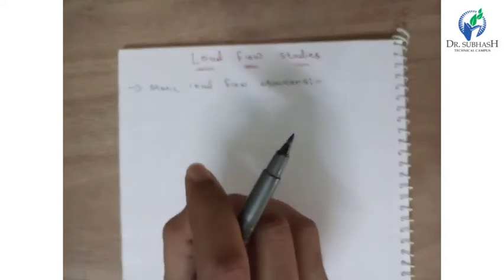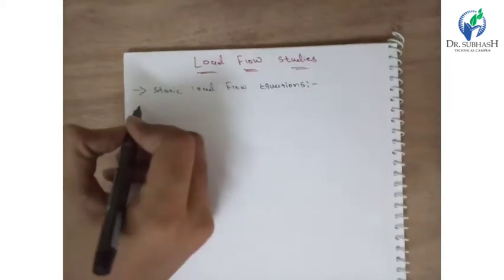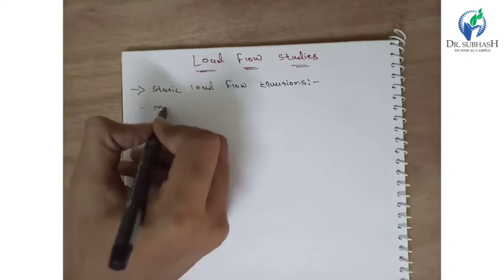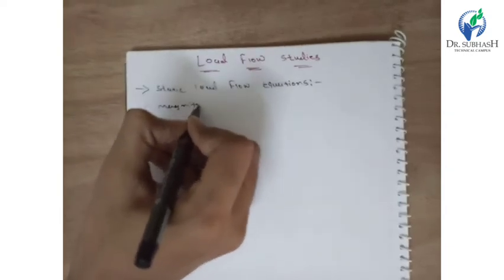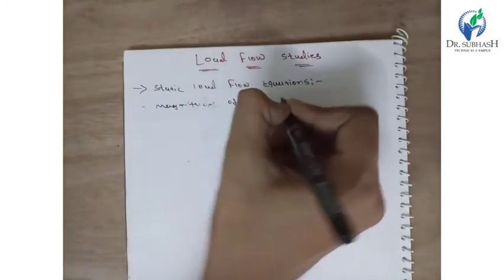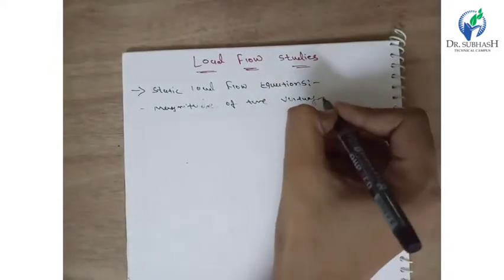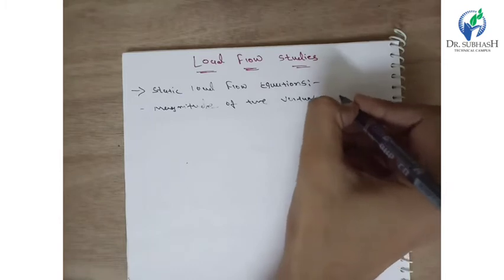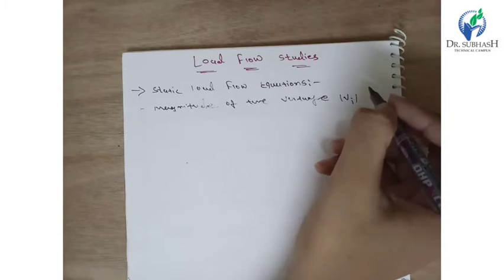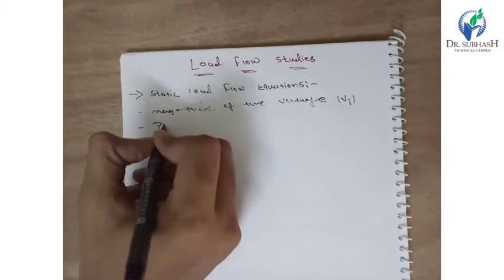The various parameters associated with a bus system, we should consider the magnitude of the voltage. We should consider these parameters. The voltage we write in the form Vi, and the phase angle of the voltage. The other parameter is the phase angle.